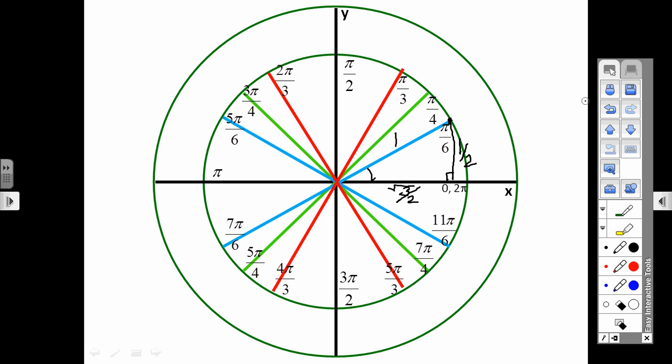Okay, so now that we have that established, to figure out the coordinates of this point, we're going to be going over √3 over 2, and we're going to go up 1/2. So the coordinates of this point are √3 over 2, comma 1/2.